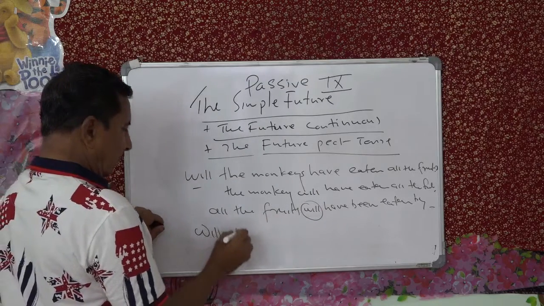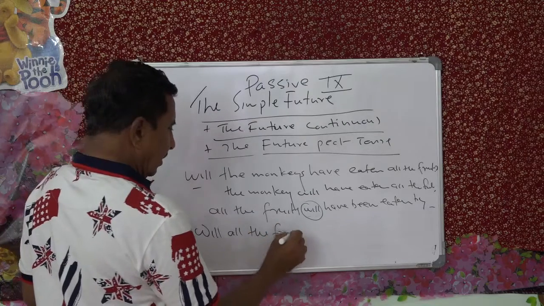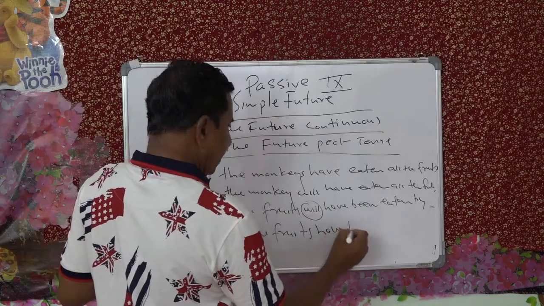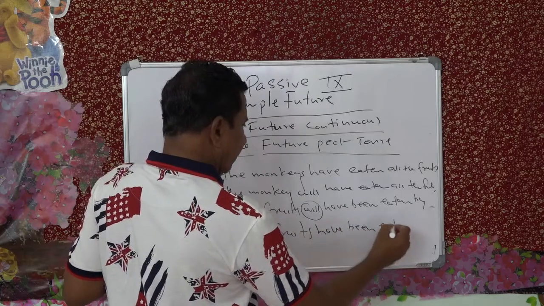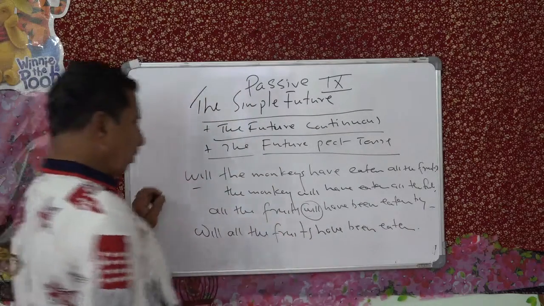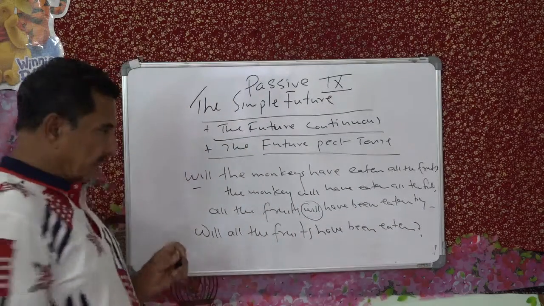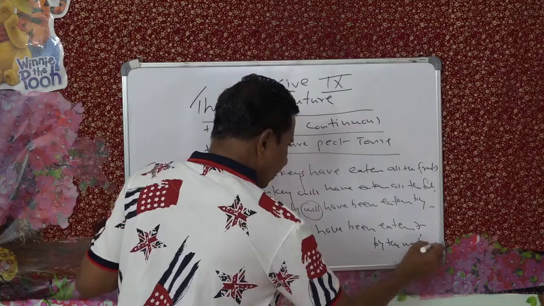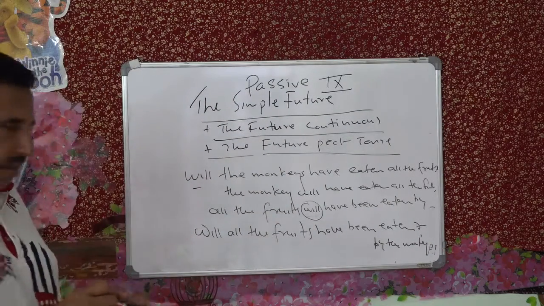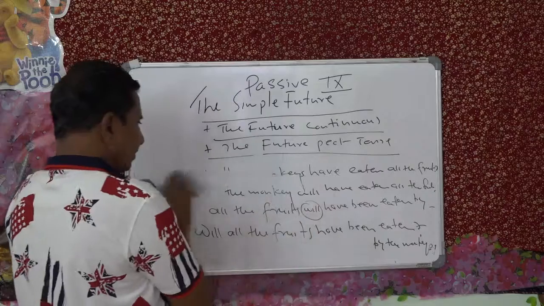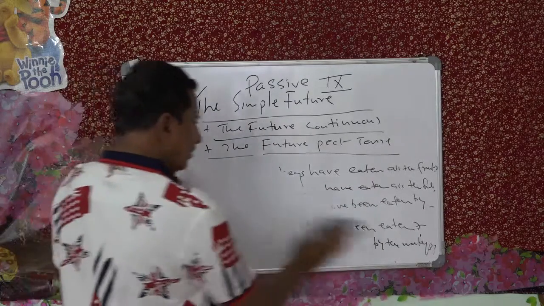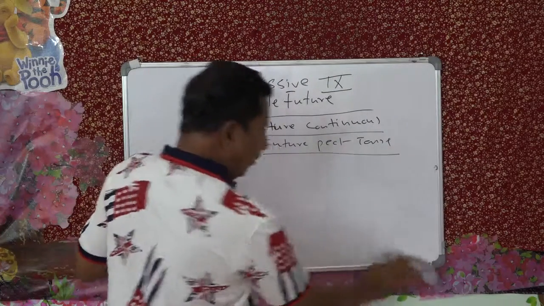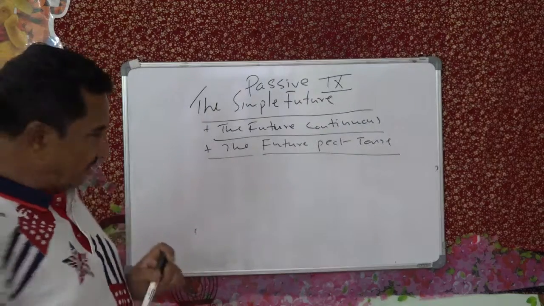Then question, to make it a question, will all the fruits have been eaten? Will all the fruits have been eaten by the monkeys? Of course, that's understood. By the monkeys. Okay. So that is answer on the question, right? Now what do you want? Now you want the WH question. One is enough, I think. No, is it enough? Because we are following the same pattern. Pattern is the same. Yes.